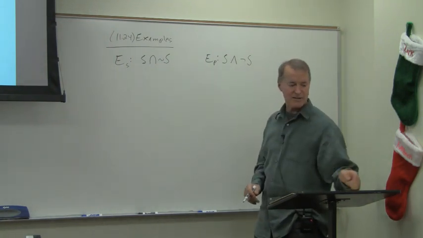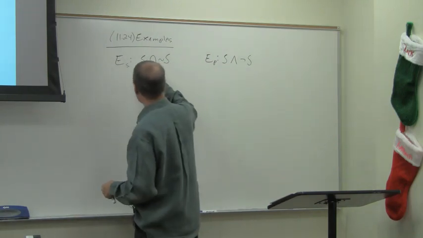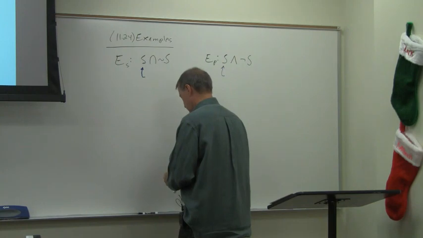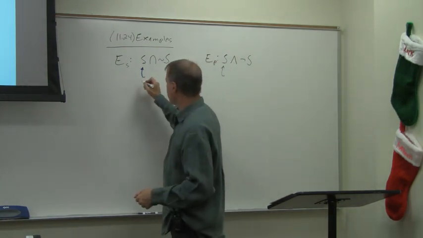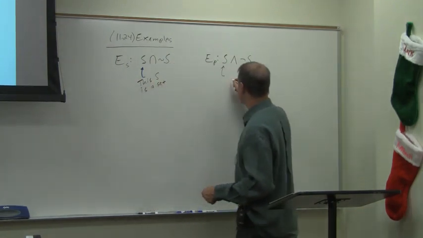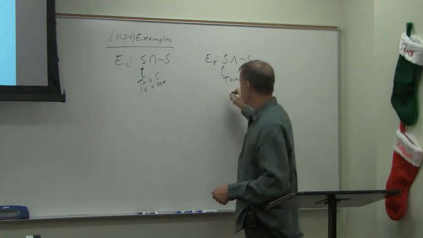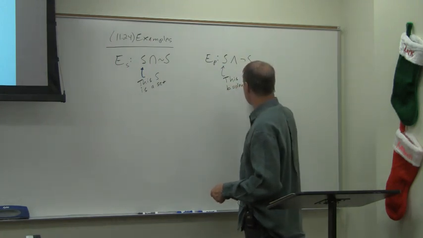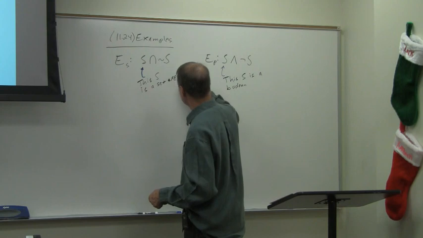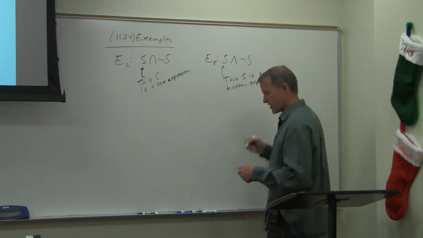All right, now does everybody see how that worked? Okay. Now here's the thing, you guys. This S is a set. But what is this? This S is a Boolean expression. Actually, I should have said this S is a set expression. This S is a Boolean expression. So does everybody understand the difference?